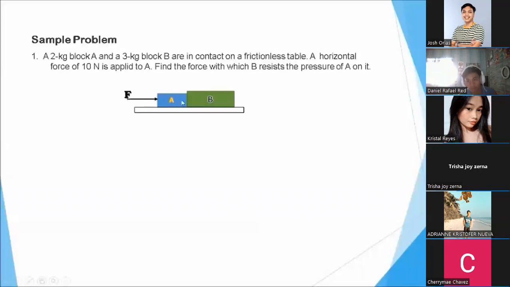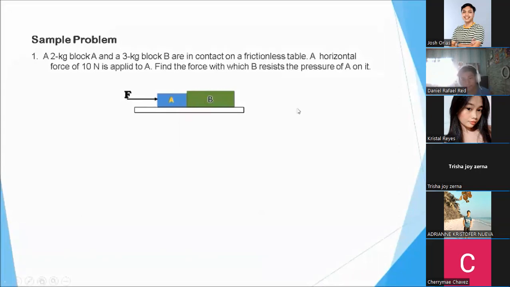Okay? There would be no interaction between A and B by virtue of the weights of A and B. But remember, dito sinabi sa problem na the table is assumed to be frictionless. Para the applied force will just be evaluating the action and reaction forces between block A and block B.